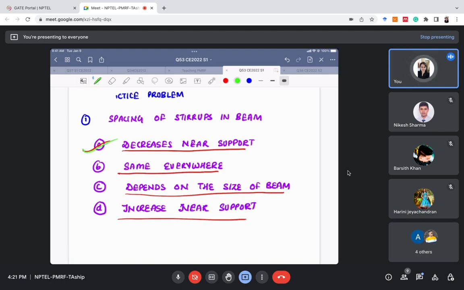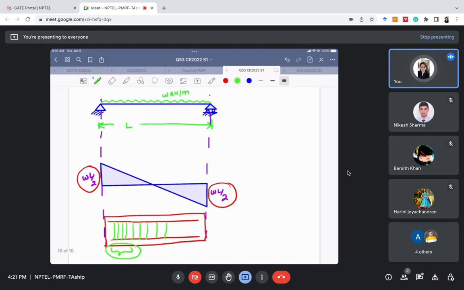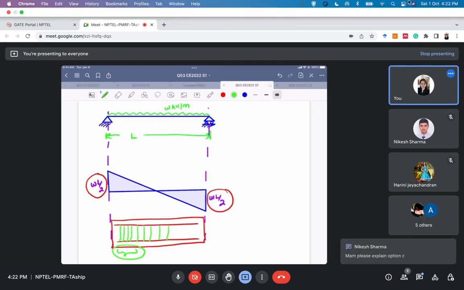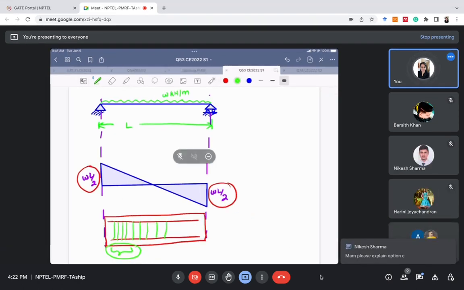So why does it decrease? Because near the support shear force is maximum. Therefore, we need to provide more shear reinforcement there. More shear reinforcement means less spacing, right? I hope it is clear to everyone. Is it clear? Ma'am, please.